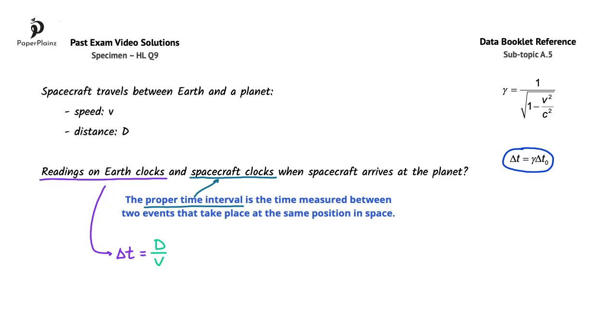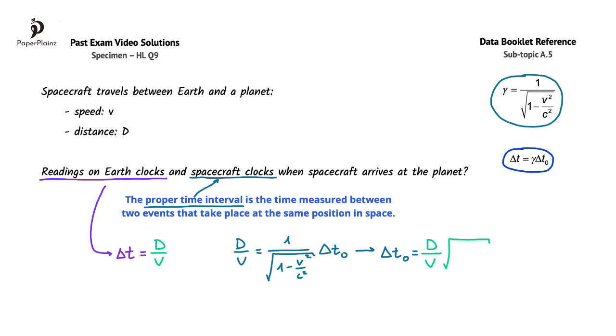Let's now substitute in the time dilation formula, also using the Lorentz factor formula. Doing so, we get that delta t, so d over v, is equal to the Lorentz factor, so 1 over the square root of 1 minus v squared over c squared, multiplied by the time measured on the spacecraft clocks, so by delta t0. Rearranging from here, we get that delta t0 is equal to d over v times the square root of 1 minus v squared over c squared, which is answer option A.